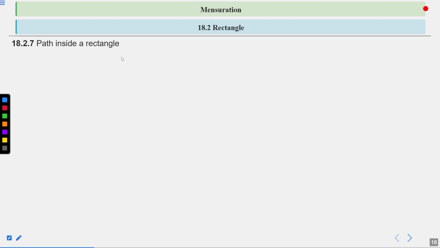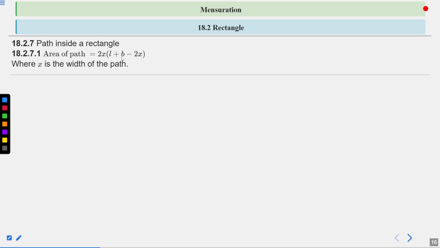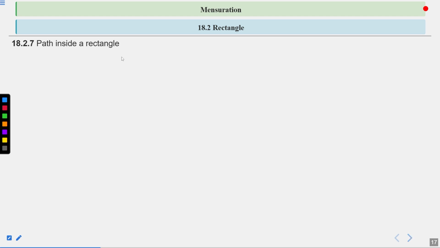Next one is path inside a rectangle. So the area of the path will become 2x times (L plus b minus 2x). Then we get the area of the path if the path is inside the rectangle, where x is the width of the path.